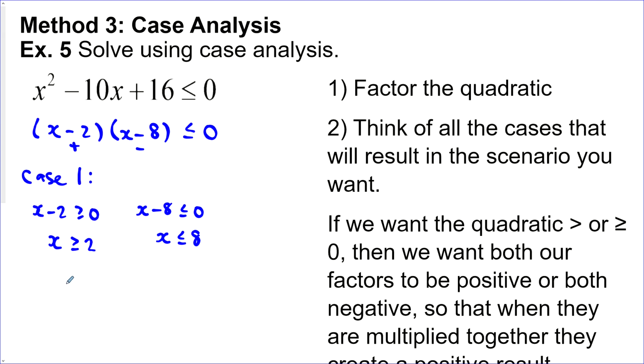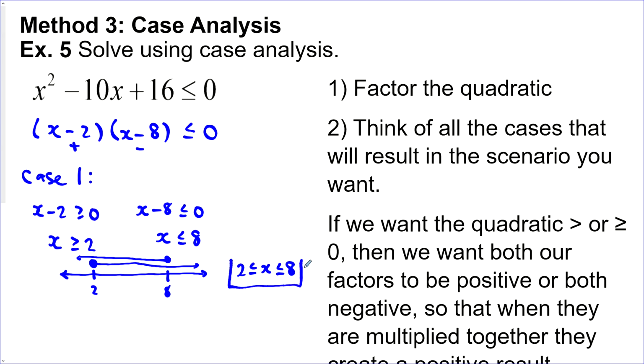To see where that happens, you might want to draw a number line, or you can just look at these two and figure it out. This one says greater than or equal to 2. This one says less than or equal to 8. And they both are satisfied in between, in this area right here. So if x was greater than or equal to 2 and less than or equal to 8, we would be in this case 1 and we would successfully be negative or 0 overall. So there's a solution. Let's check the other case.